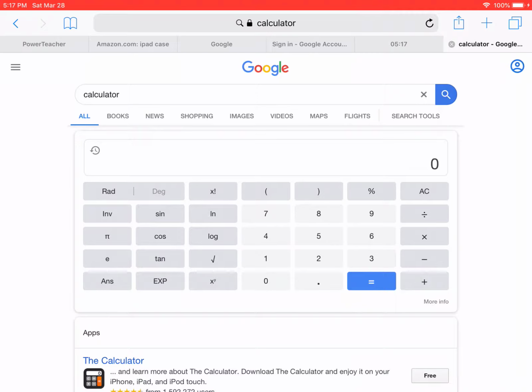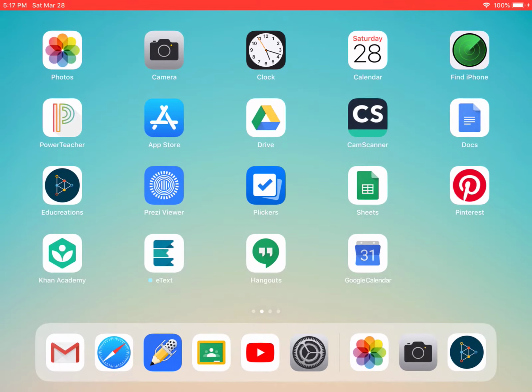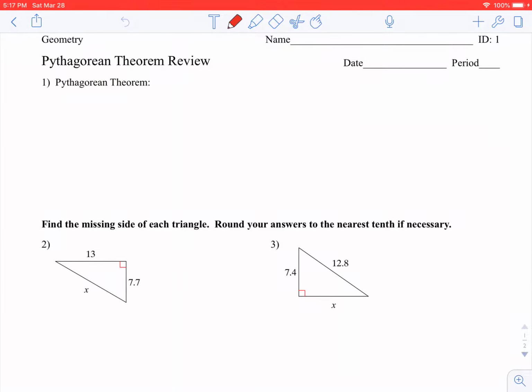So I will show you how to do one problem utilizing this calculator, and then, so that I don't have to keep exiting out of Notability each time, I will do the remaining problems using the calculator that I have here in my room.